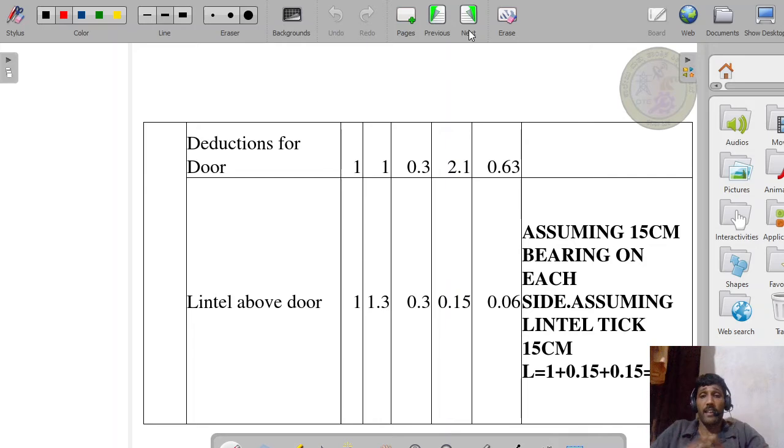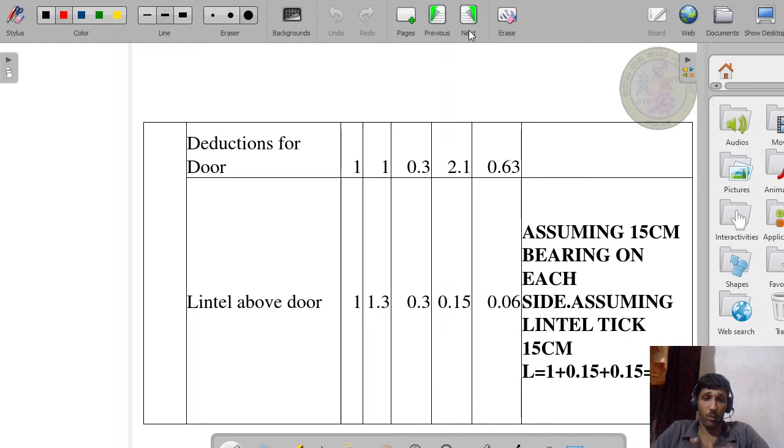Next, here it is a gross quantity what we got, but including the doors, windows and lintels. Therefore these doors, windows, lintels are not part of the BPM wall. Therefore we have to deduct the doors, windows and lintels. It is very important. Now how to do the deductions?